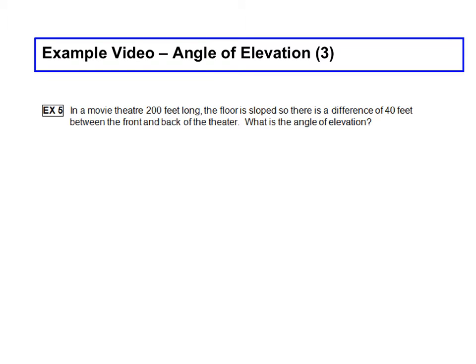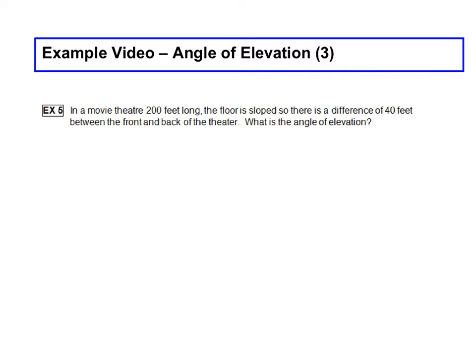All right, here's our last example for this lesson. It says, in a movie theater 200 feet long, the floor is sloped so that there's a difference of 40 feet between the front and back of the theater. So that makes sense. If you're in the back row, you're higher than the people in the front row. So what is the angle of elevation?